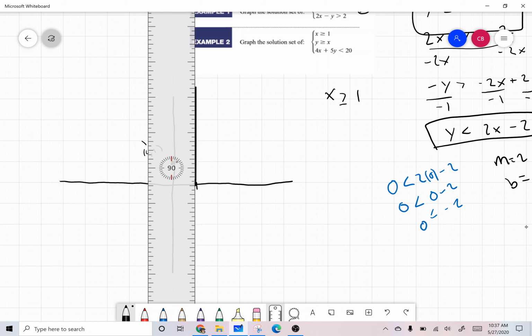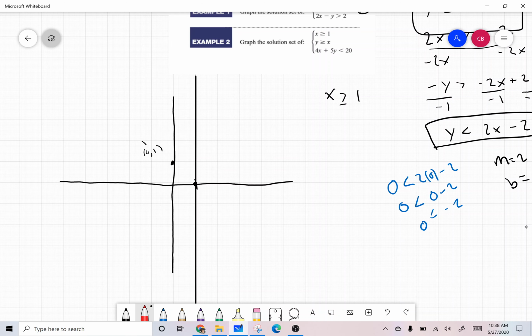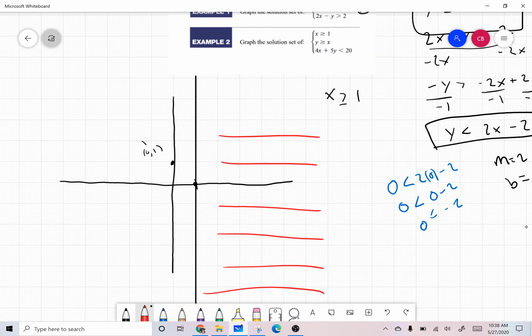And that vertical line looks something like this. And it is shaded on this side of it. Oops. Sorry, I forgot to get rid of the ruler. Go away. All right, so we shade somewhere over here. I'm going to try to not get it on the black so that I can erase easier. Okay, that's that. And then we have x is greater than or equal to y.